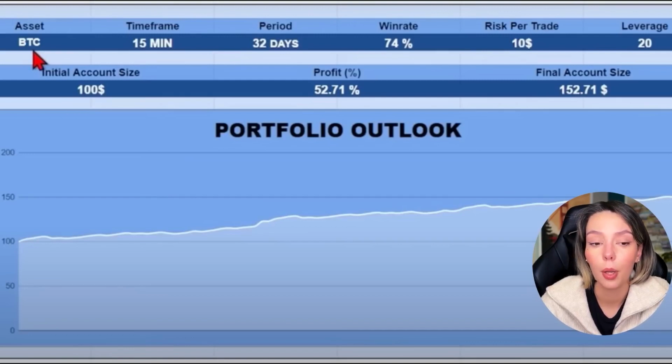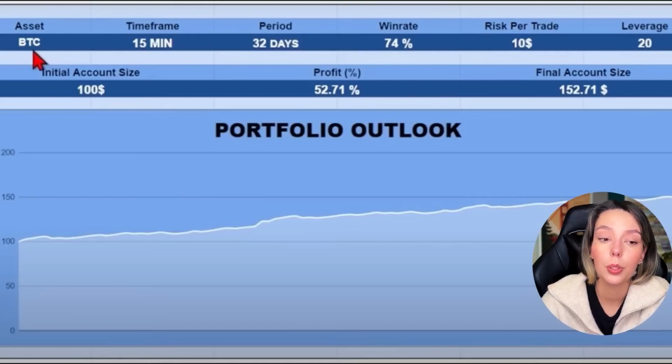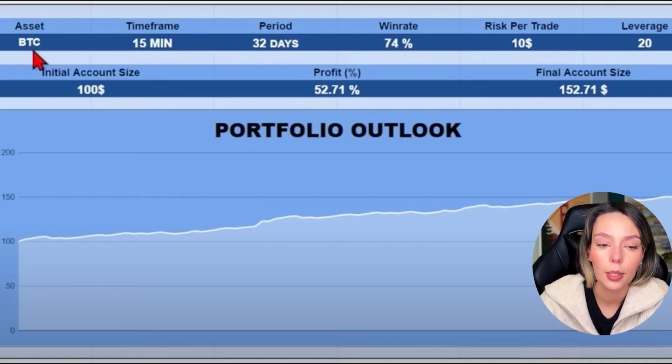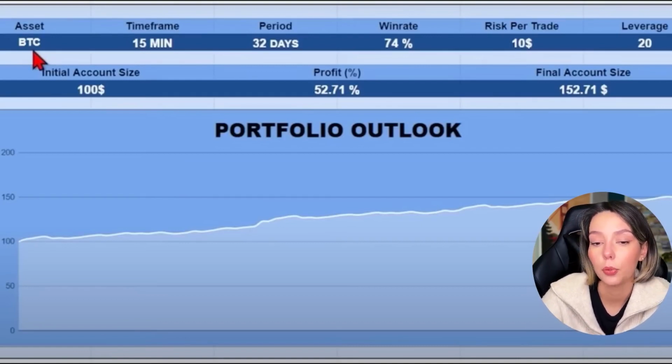If you have $100 as capital in your portfolio and use $10 per trade with 20 times leverage, you will wind up having a 52.71% increase on your portfolio size, which will total to $152.71 final account size after 100 successful trades.